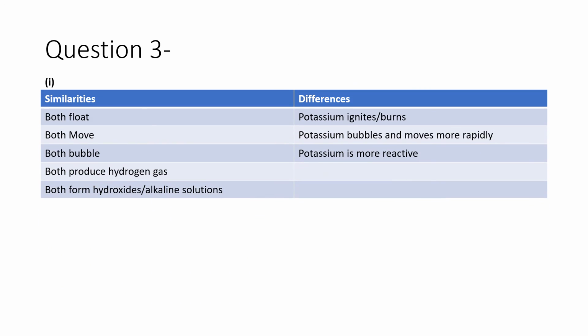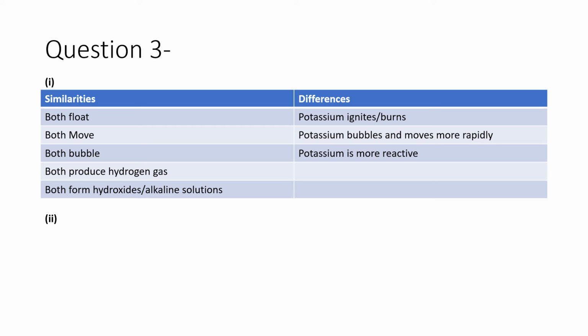Question 3 is asking for 2 similarities and 2 differences between potassium and lithium in water. Some similarities you could have listed would be they both float, they both move, they both bubble, they both produce hydrogen gas, and they both form hydroxides or alkaline solutions. Some differences would be that potassium ignites and burns, potassium bubbles and moves more rapidly, and potassium is more reactive.